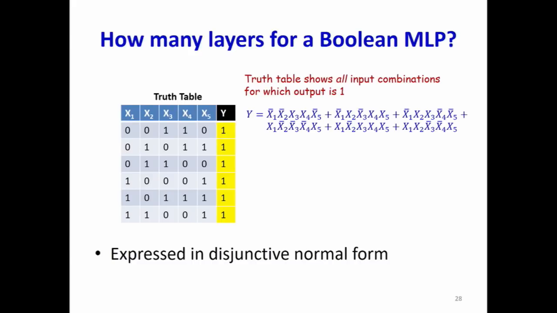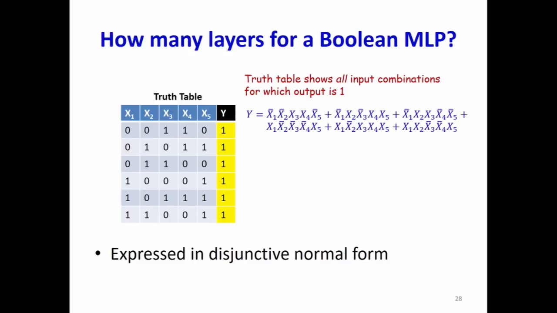It says the output must be 1 if x1 is 0, x2 is 0, x3 is 1, x4 is 1, and x5 is 0. Or in Boolean terms, not x1, not x2, x3, x4, and not x5. That's one conjunction that should actually produce an output of 1. Another one is not x1, x2, not x3, x4, and x5. I have 6 such clauses, and if I just OR these 6 clauses, I have completely specified this formula, right?